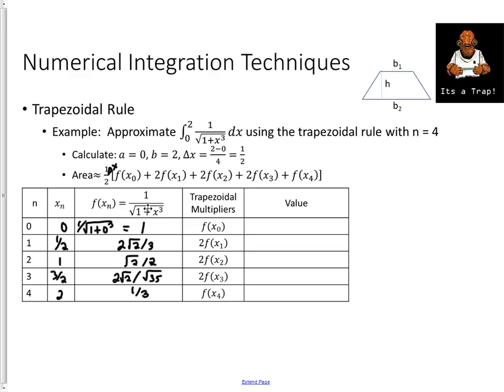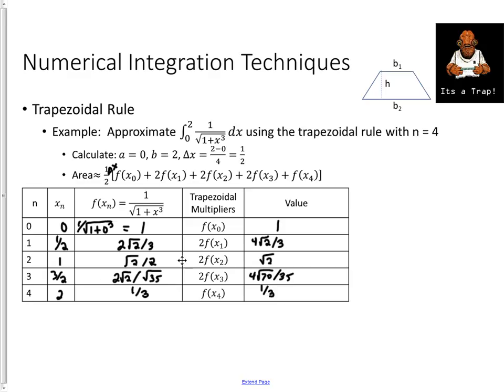We multiply each of these values by this multiplier right here that we see in this trapezoidal method. So it's f of x of 0, so we just take 1 as our first value. We take 2 times each of our subsequent values right here. So we're going to take 2 times 2 square root of 2 over 3. That's 4 square root of 2 over 3. I take square root of 2. 2 times square root of 2 over 2 is just square root of 2 right there. I take 4, and this time I rationalize my denominator. So I get 4 square root of 70 over 35. And then my last one, I get 1/3 right here.